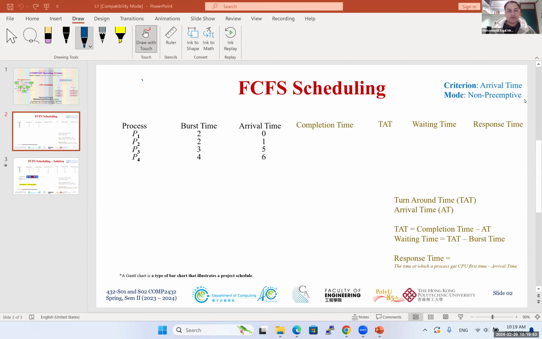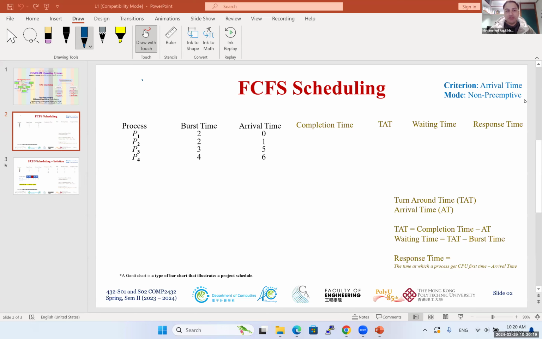If you see here, I have 4 processes that have been given, and the burst time is defined for me along with the arrival times. Burst time is nothing but the amount of time required by the processes to execute on the CPU. That means how much time does a process require to use the CPU.